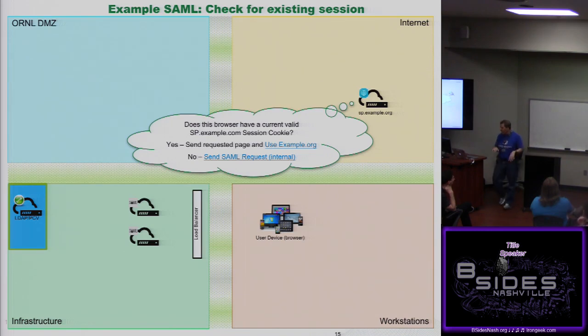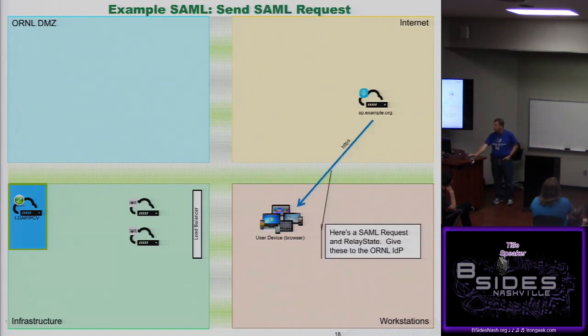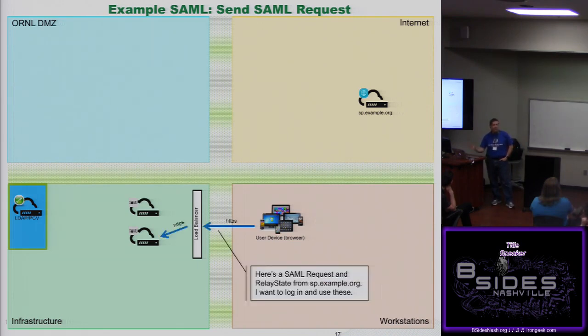And there's a couple of different patterns that that happens with, and that's what they talk about as IDP discovery. But in this case, we're talking about SP. So it knows that it should send this user to the ORNL's provider. So here it is. It's going to give the user a SAML request, which is a blob of XML, and a relay state. The whole point here is the relay state is the means by which the service provider will remember later where that user needs to go.